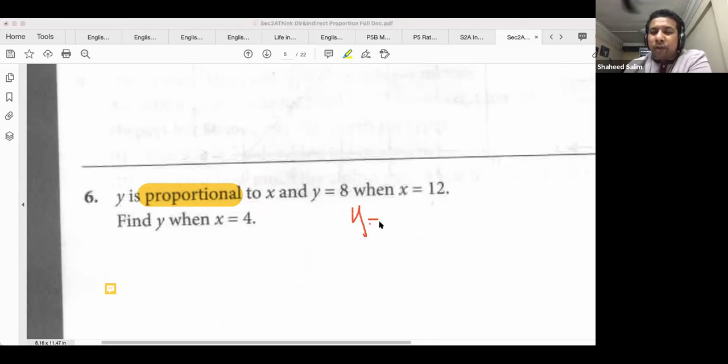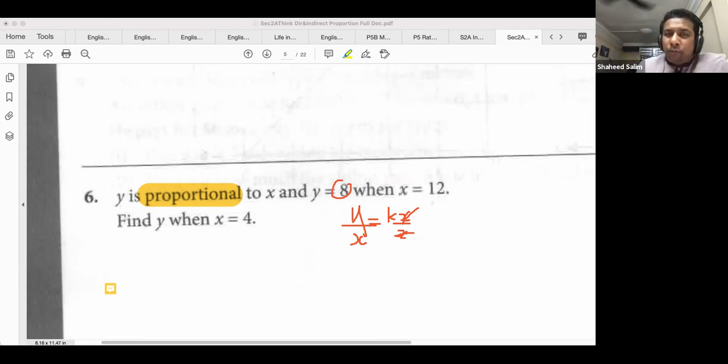Y equals Kx, right? You want to find K, you divide this by X. You must also divide this by X. So it's 8 divided by 12, not 12 divided by 8. Can you see now? I've proven to you, right?